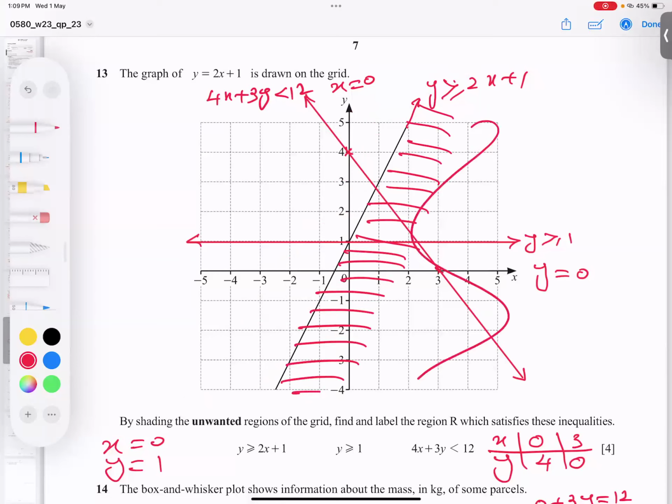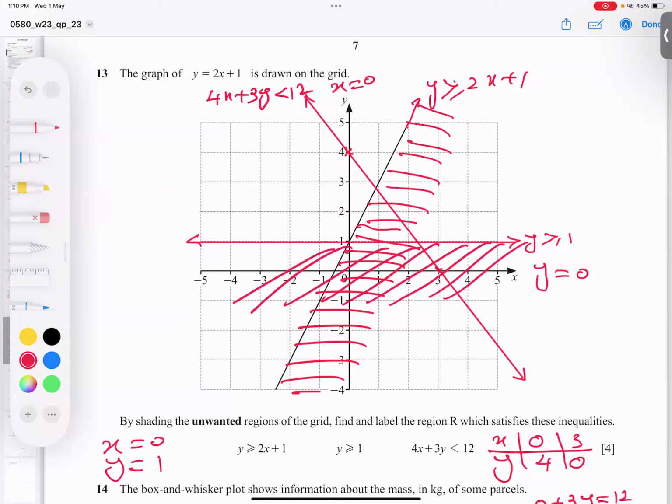So you can shade full even or this part, no issue at all. Now let's talk about this one. Y is bigger. Come on y-axis and see. Y is bigger above the line or y is bigger below the line? Common sense, y is bigger up above, but I will shade below because I shade the unwanted region.